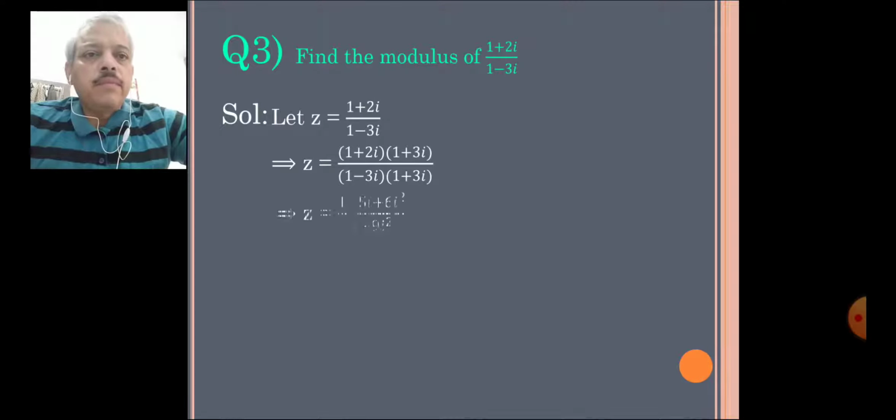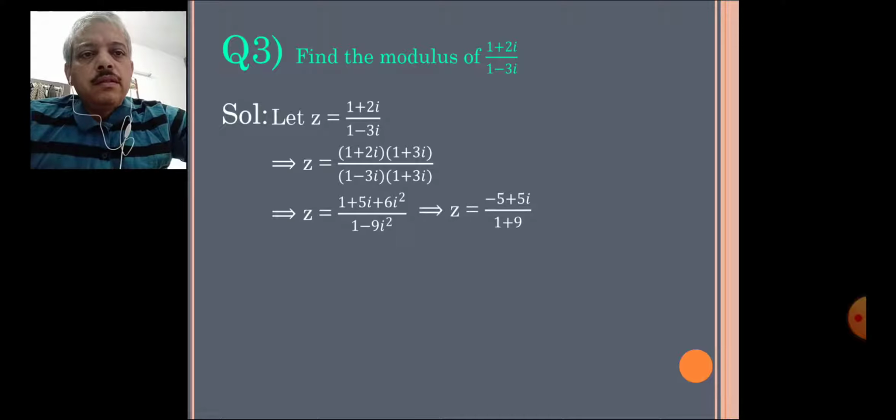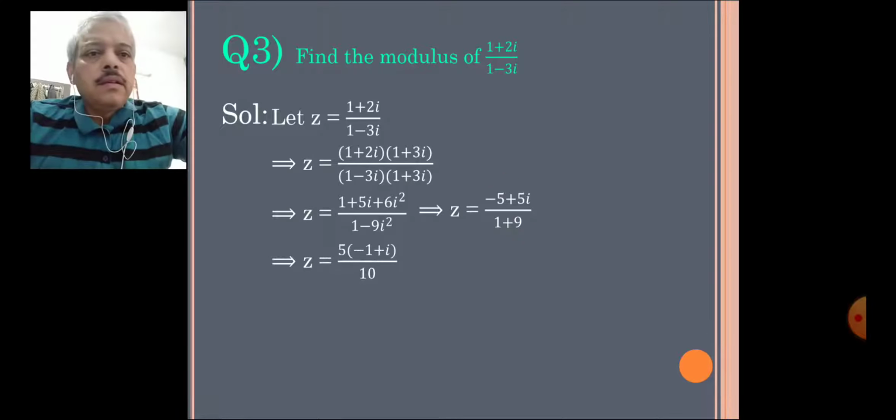Simplifying further, we get 1 plus 5i plus 6i squared upon, using (a minus b)(a plus b) equals a squared minus b squared, 1 minus 9i squared. Simplifying, i squared is minus 1, so 6i squared will be minus 6, plus 1 will be equal to minus 5, and so it will be minus 5 plus 5i upon 1 plus 9. That means 5 into (minus 1 plus i) upon 10. Simplifying further, it will be minus half plus i by 2.